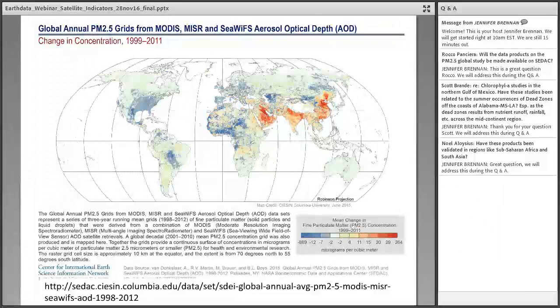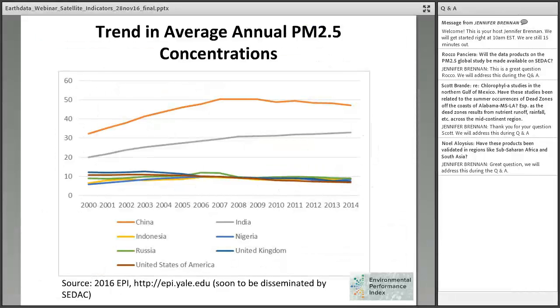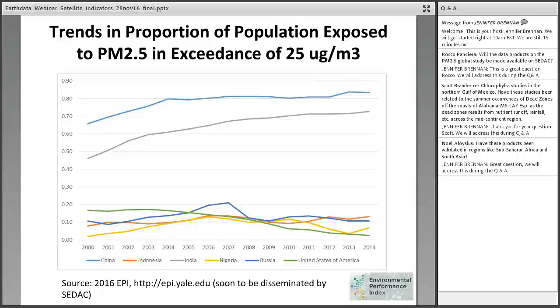This is a trend measure that shows you the trend in those particulate matter concentrations across different parts of the world. The positive trends, or the worsening air quality, are in the red areas. And then you can take these same data at a country level, as we did for the Environmental Performance Index, and look at trends and concentrations. So this is the trend for China and India at the top, where you see a worsening of particulate matter conditions, and the rest of the countries are hovering around that WHO level of concentration, with some countries like the U.S. declining over that time period.